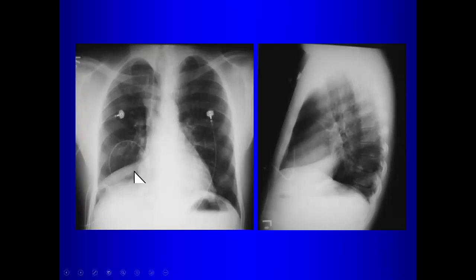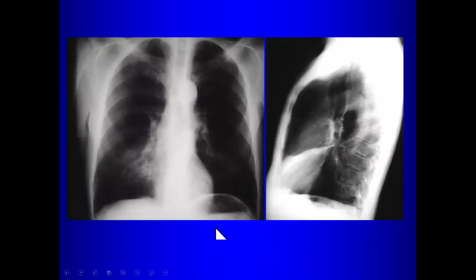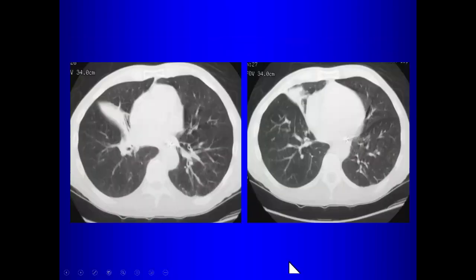So here the minor fissure is pulled down. We have this opacity here on the right side, and on the lateral view, we have this triangular opacity overlying the heart. So this is right middle lobe atelectasis. Here's another example. This one obscures the right heart border, but on the lateral view, you can see this triangular opacity overlying the heart, which tells you we have a problem here in the right middle lobe. Again, this is right middle lobe atelectasis.